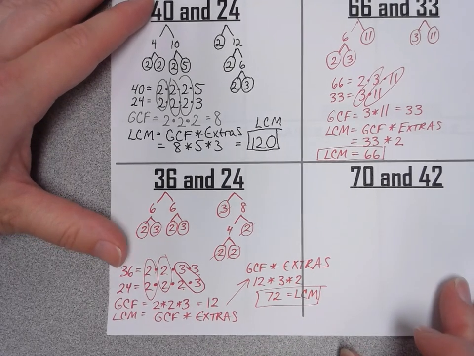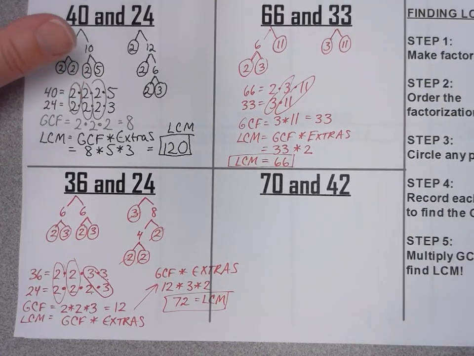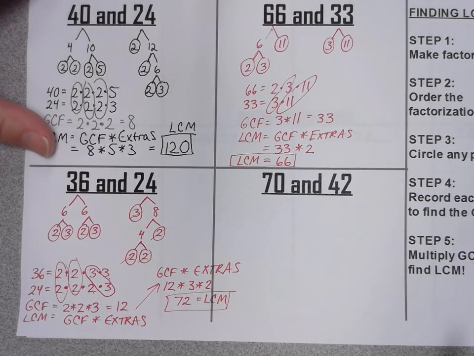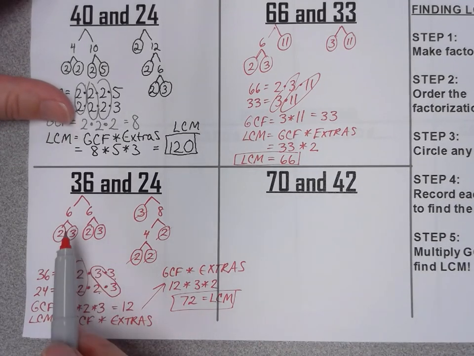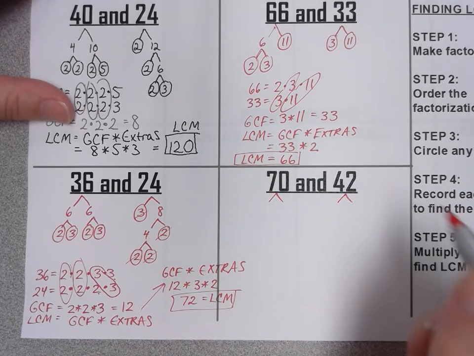Okay, we need to try again. We have a third example here. Again, maybe you've already tried this on your own, and maybe you're turning this back on to see how it went for yourself. If you make different trees than I did, as long as you end up with the same prime factorizations, you're good to go. Two trees, one for 70 and one for 42.